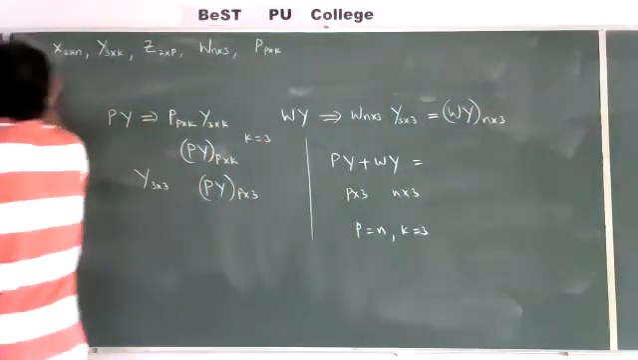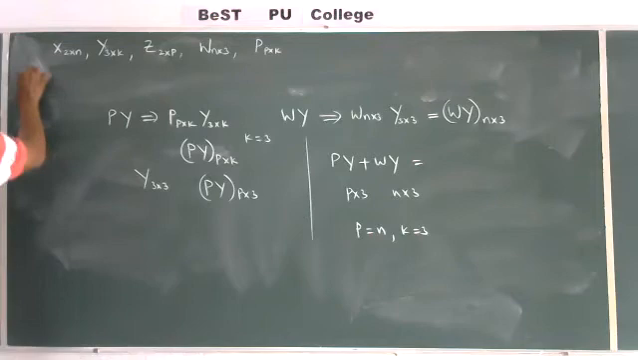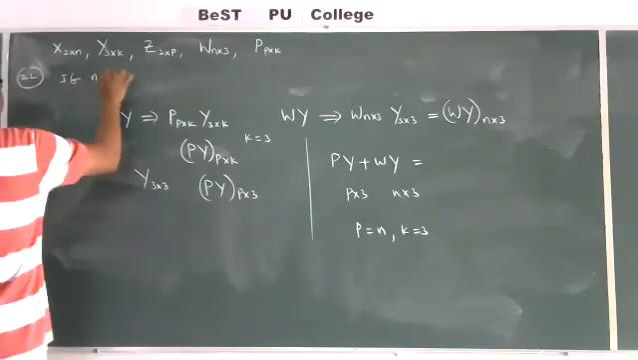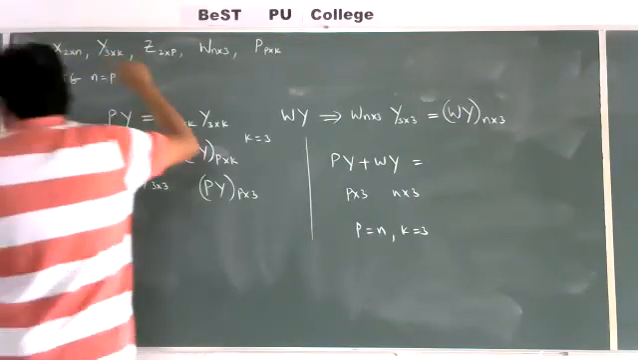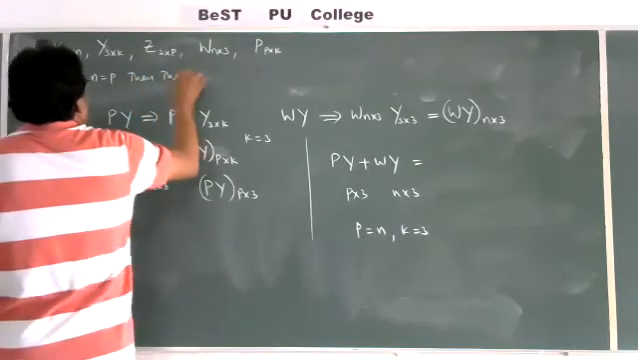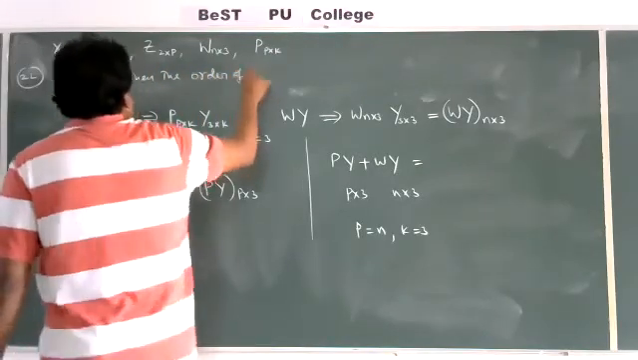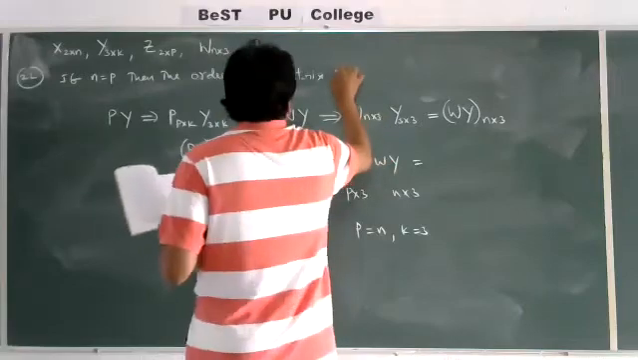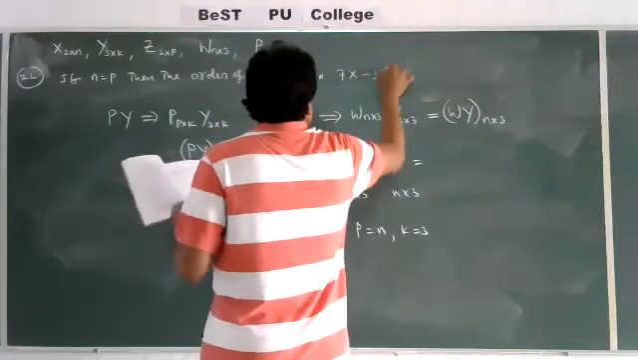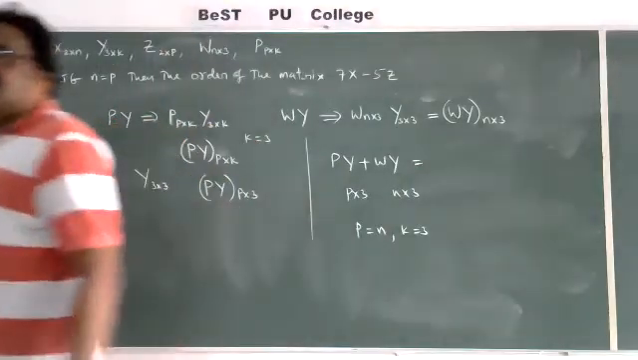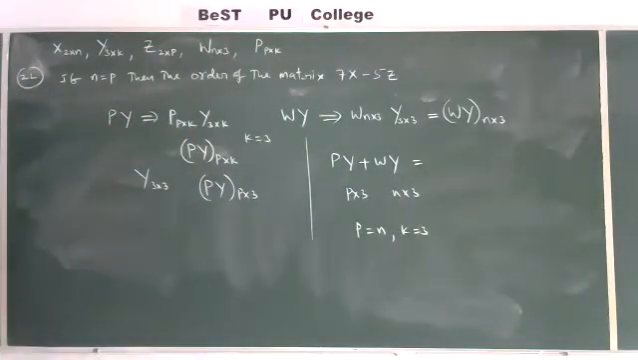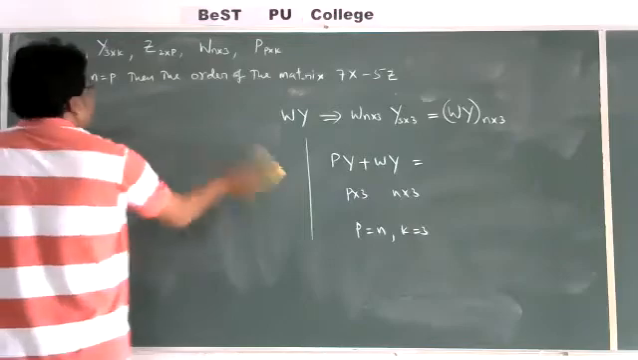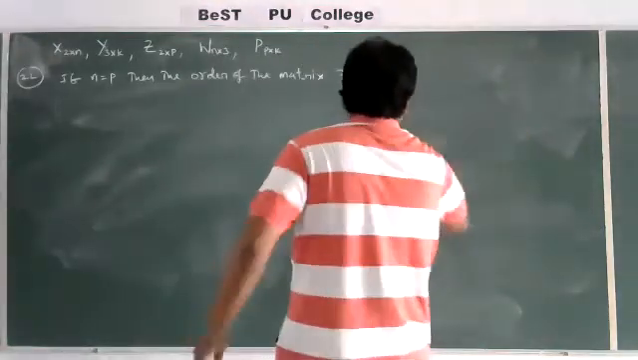Next, question 22 is given. If n is equal to P, then the order of the matrix 7x minus 5z. Then the order of the matrix 7x minus 5z. If n is equal to P, then the order of the matrix 7x minus 5z.